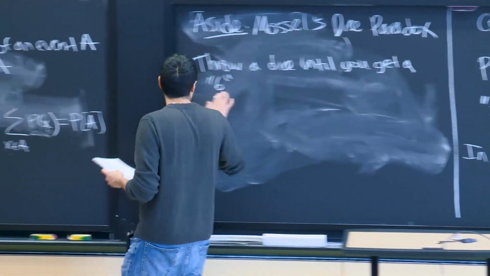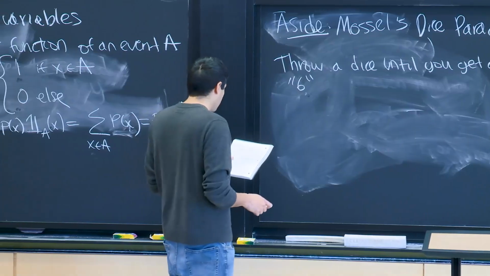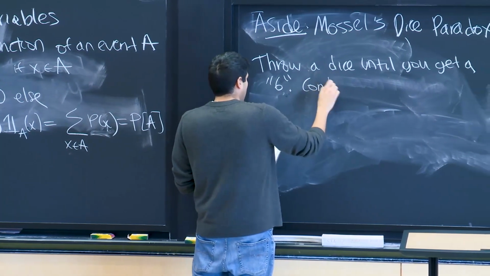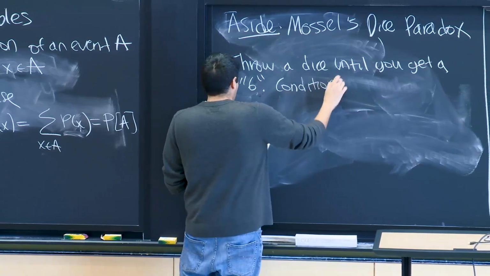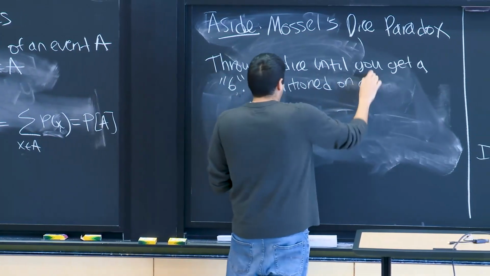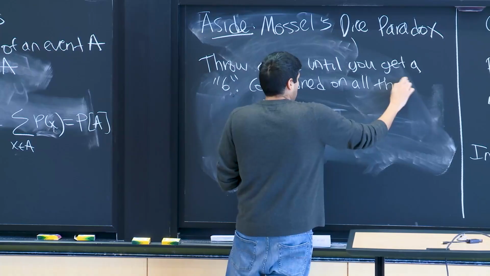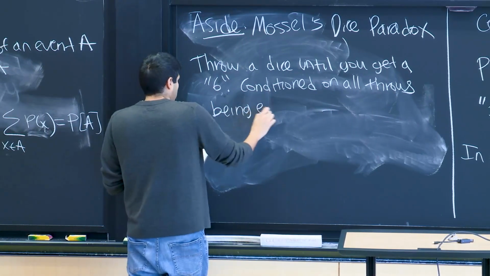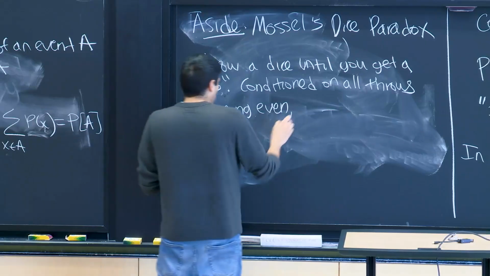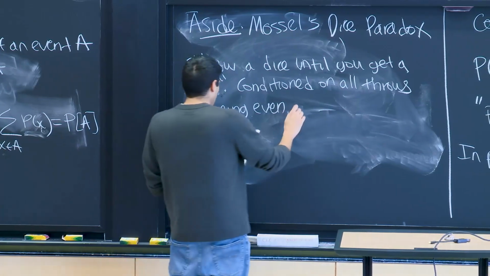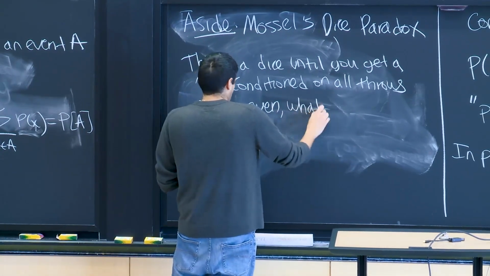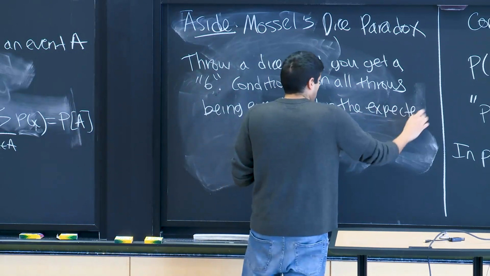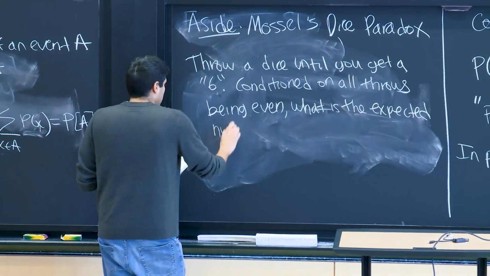But the experiment is you're going to throw a dice until you get a 6. But now we want to compute the conditional expectation. So conditioned on all the throws being even. Like, what if I tell you that all the throws are even? What is the expected number of rolls?